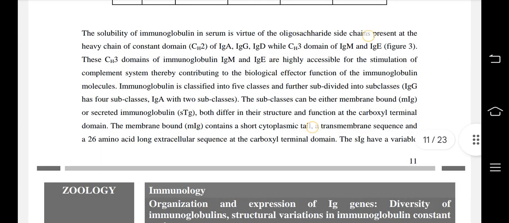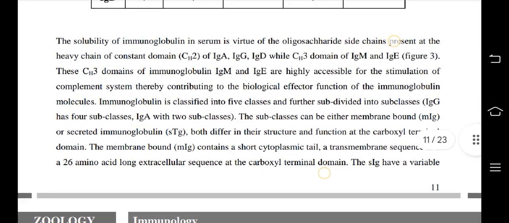The solubility of immunoglobulin in serum is by virtue of the oligosaccharide side chains present at the heavy chain of constant domain CH2 of IgA, IgG, IgD, while CH3 domain of IgM and IgE. These CH3 domains of immunoglobulin IgM and IgE are highly accessible for the stimulation of complement system, thereby contributing to the biological effector functions of the immunoglobulin molecules.